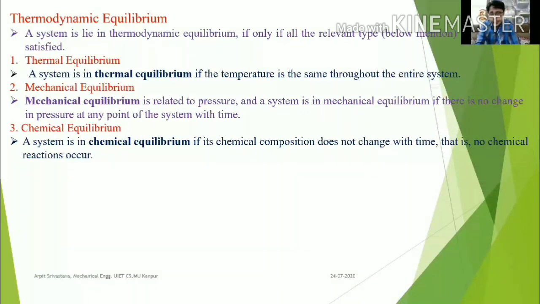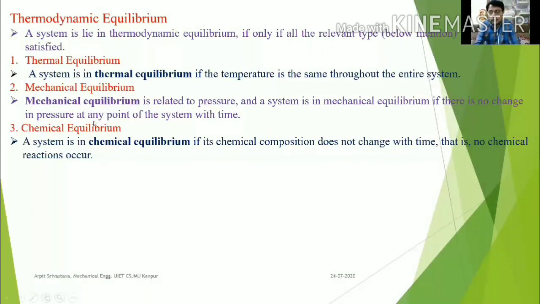The second one is mechanical equilibrium, in which the pressure of the system is constant throughout, because we know that pressure is the index of force, defined as force per unit area. If pressure is constant as well as the area of cross section, then we can say the forces are also constant. The forces maintain the same value throughout the system.